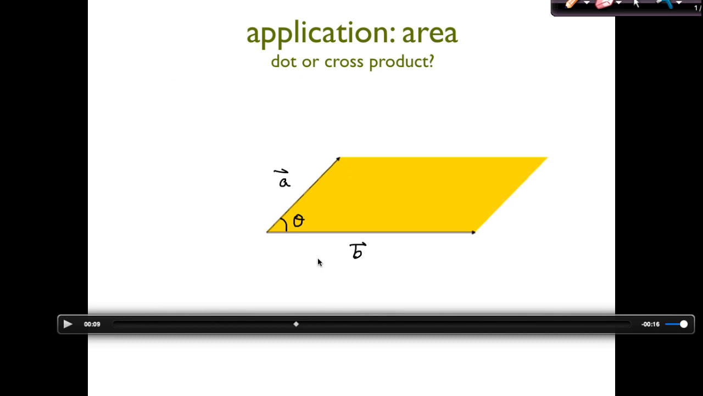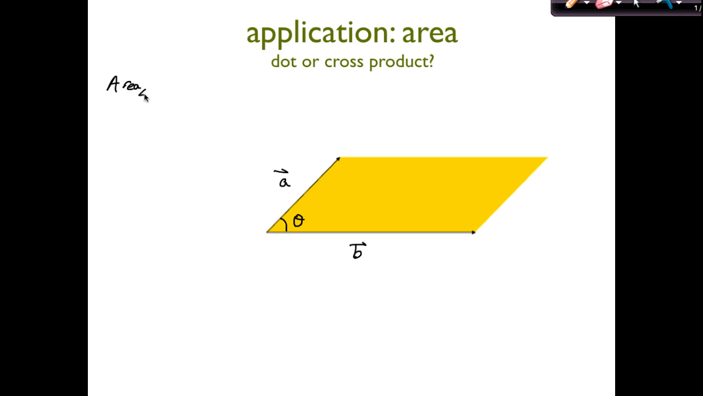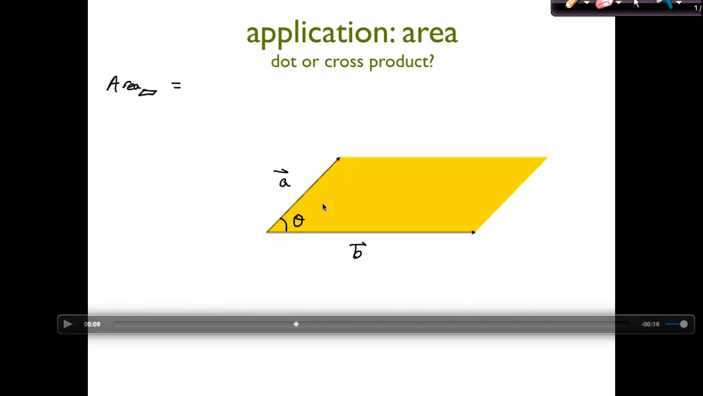Area of a parallelogram is? Do you know what it is? Magnitude of A times magnitude of B, is that right? For a parallelogram? You're on the right track. That would be if it was a rectangle, but I've got a parallelogram now. So what do I have to adjust?